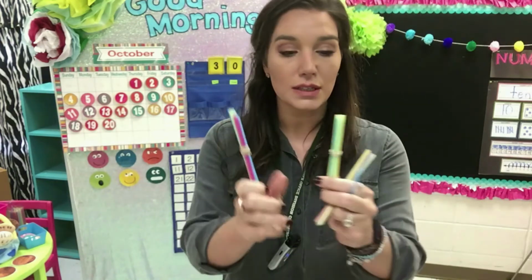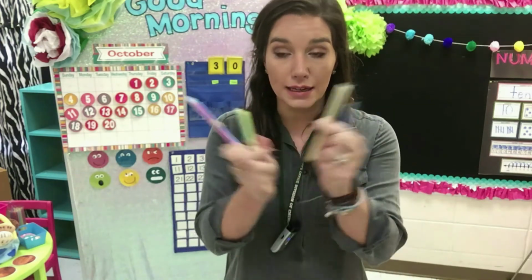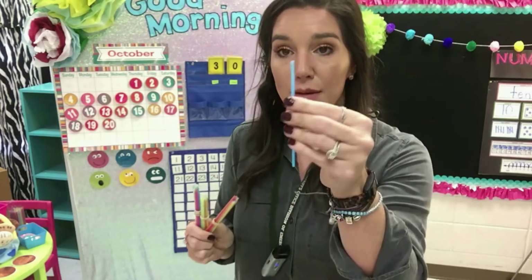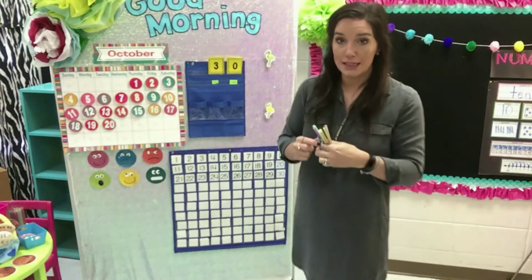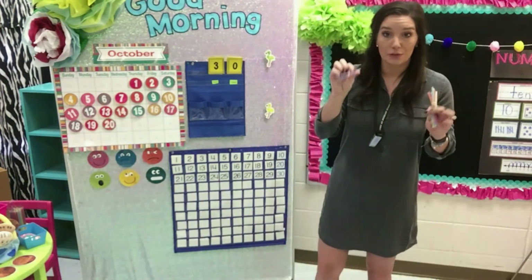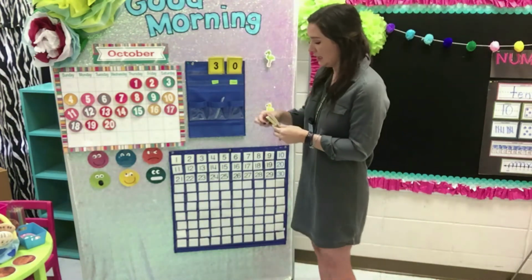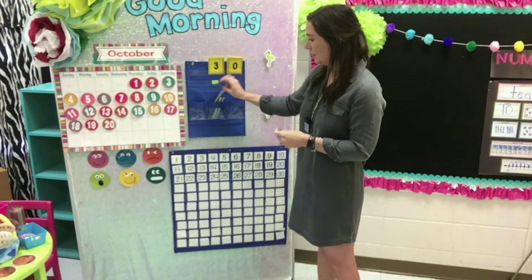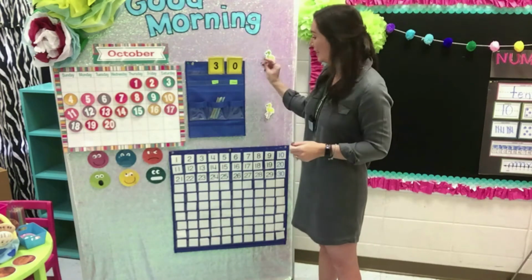I know that each one of these groups is 10. So I'm going to count these by tens, and then I'm going to keep counting by 1, right? Okay, so count with me. We're going to count by tens and then count by ones, whatever we have left over. Here we go. 10, 20, 30, 31.